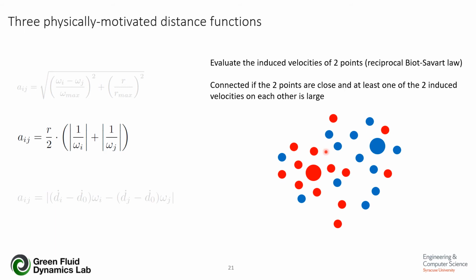For instance, the 2 strong vortices are connected with the weak vortices around them, but they are not connected to the points far from them, like this one. Of course, points with similar vorticity value but far apart from each other will not be considered as connected to each other.